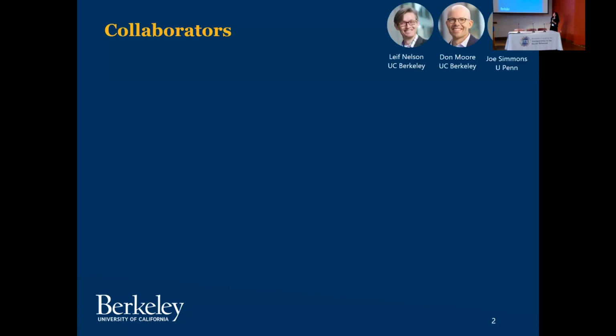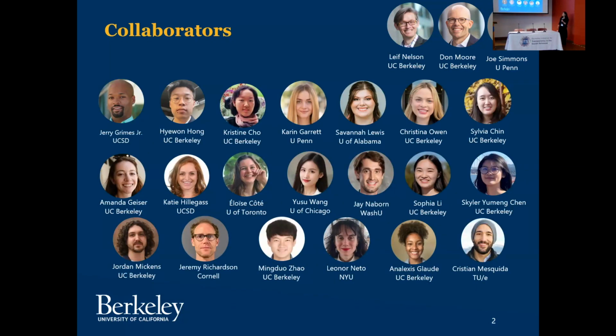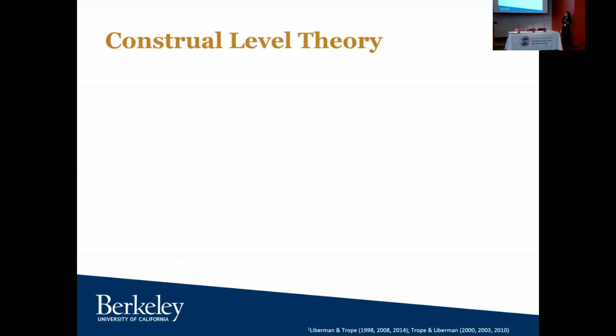Okay, so the project is part of a course that was led by Leif Nelson and Don Moore here at Berkeley, and you'll hear from Don in the next panel, and Joe Simmons at UPenn. The course is a doctoral course called Replicability, Reproducibility, and Evidence in Behavioral Sciences, and we had the great luck to work with wonderful 20 students, mostly doctoral students, but some postdocs. 2 of them are here. And they did most of the work on this project, so they deserve most of the credit, and I'll take credit for any errors. So before I get into it, I just want to mention what construal level theory is.